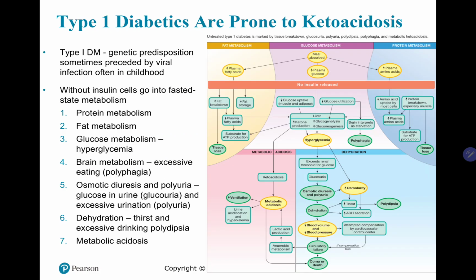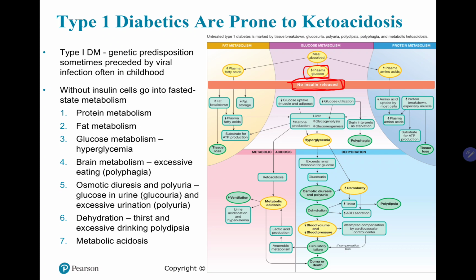And so type 1 diabetes. These individuals are going to be prone to ketoacidosis. In type 1 diabetes, no insulin is being released, and so we have increased plasma glucose levels. I won't focus on the amino acids or the fatty acids, but I will focus on the complications due to glucose.